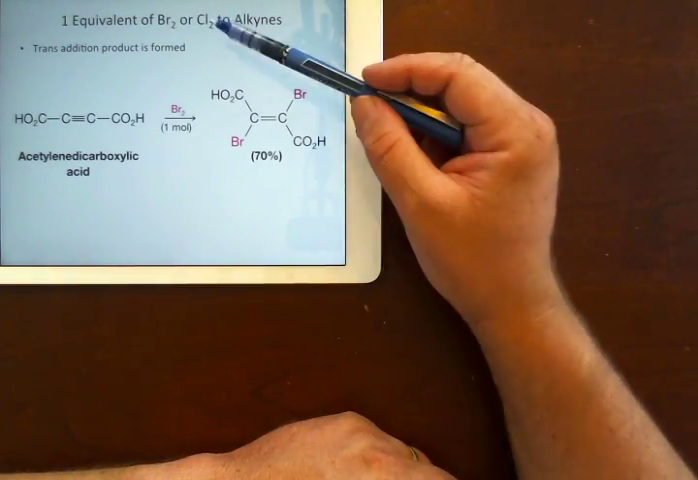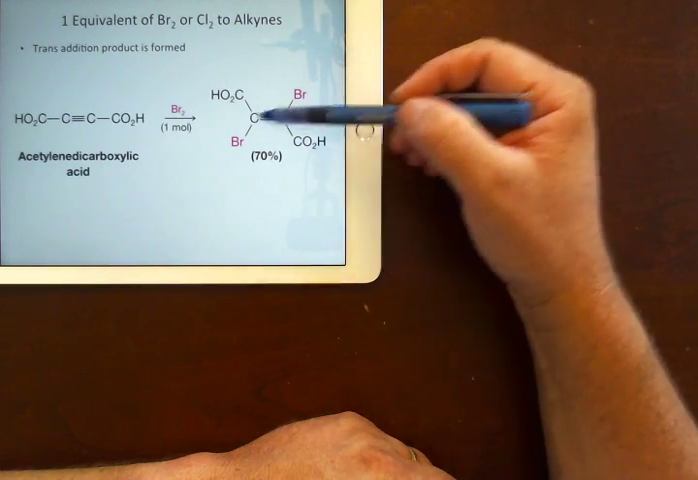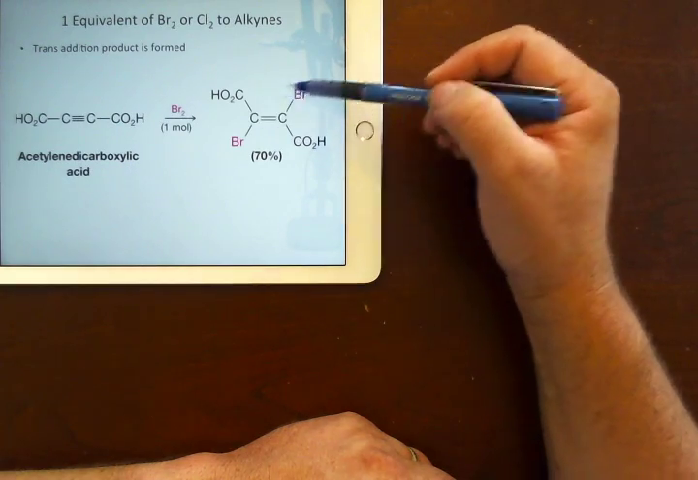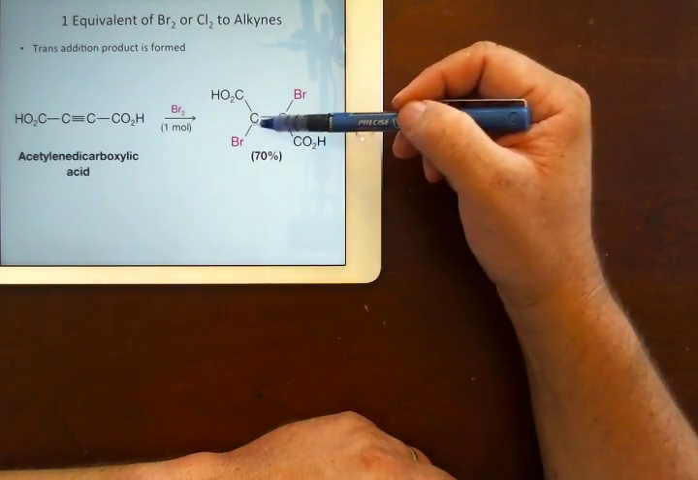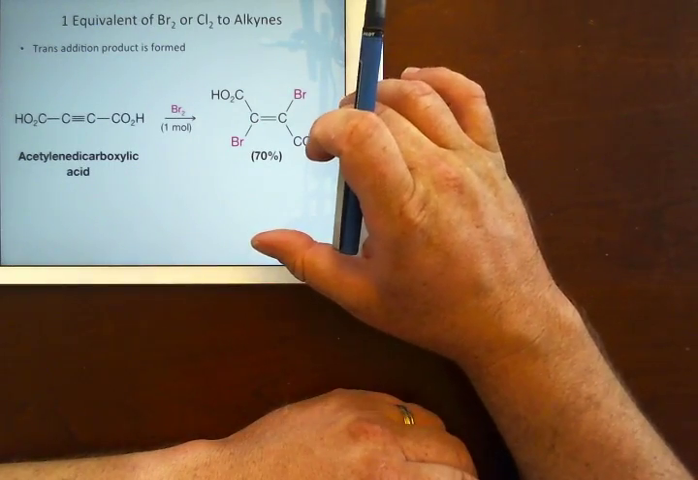Okay, now if you are going to add one equivalent of this, you are going to get the trans addition here. So you're going to make that bromonium. It's going to probably block the one face, and so the bromine is going to come in on this side. It's also an issue of sterics as well.